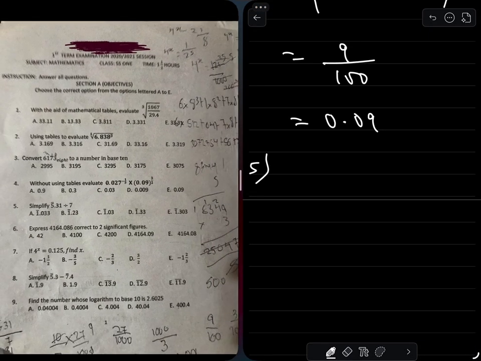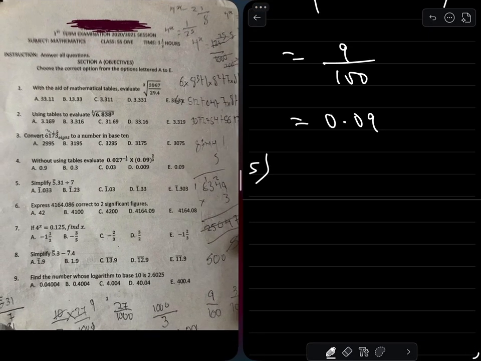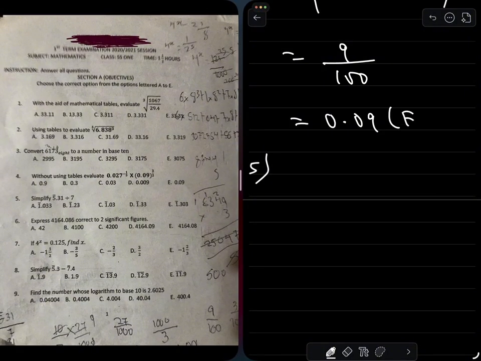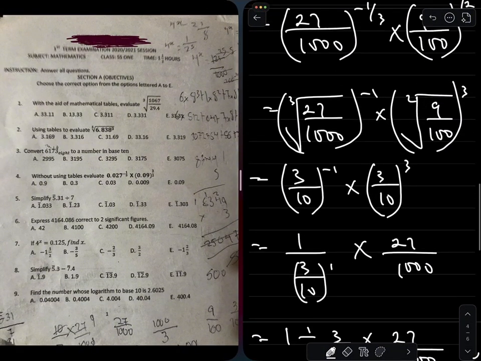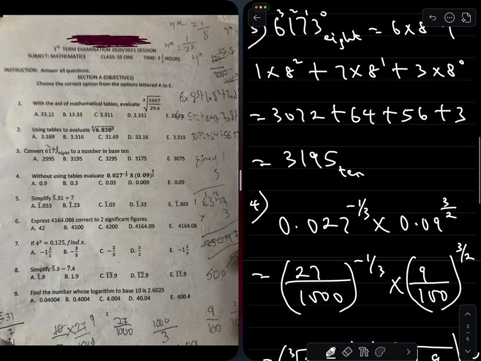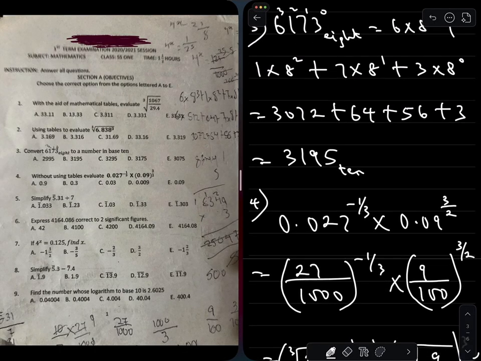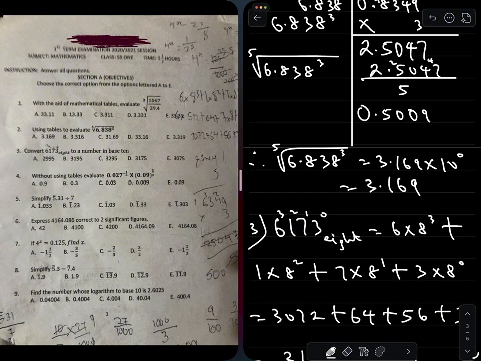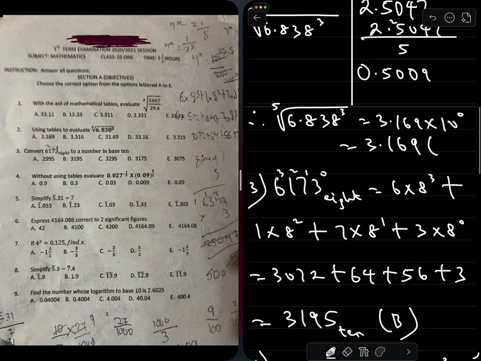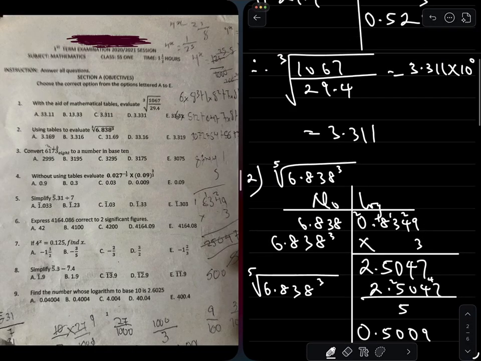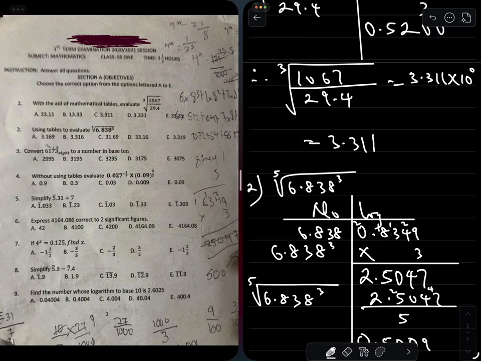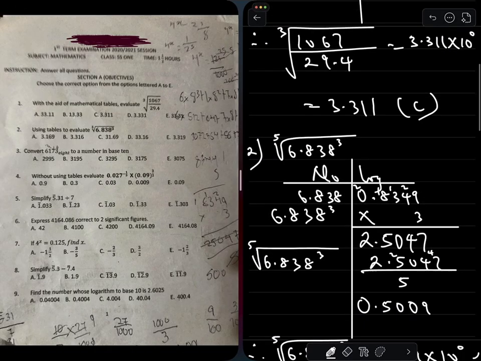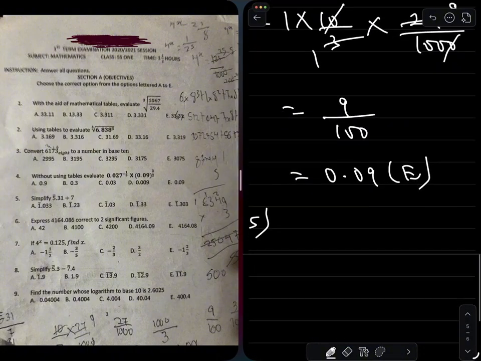Should we label the answer there? No, we don't need to. Let's just keep going, maybe so it will be easy next week. Number 3 was B, 3.195. Number 2 was A, 3.169. And 1 was C, 3.311.